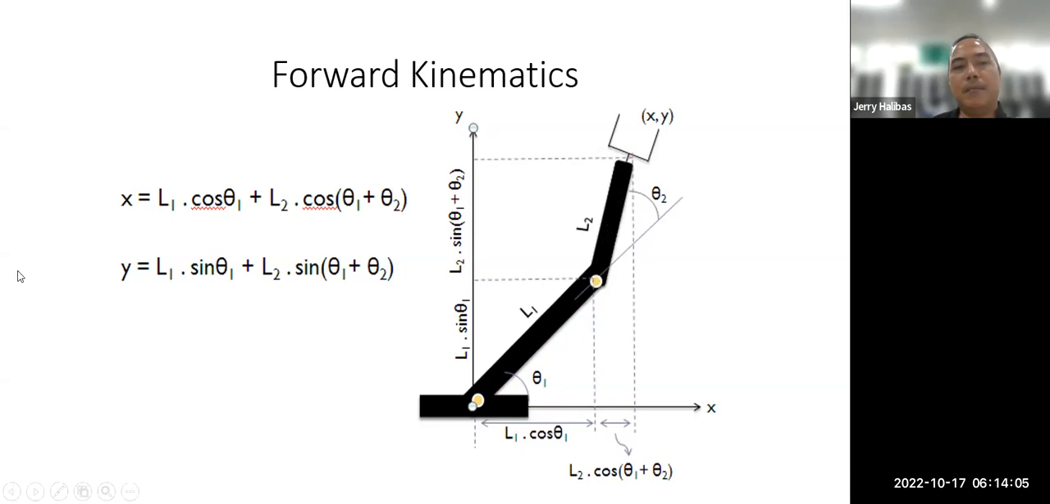And then finally, you now have the forward kinematics formula, which is the x and the y. Given, of course, the lengths L1 and L2, as well as the theta, the joint angles. Once you put in the values, you can get the x and y values in your Cartesian coordinate system. Any questions? Let's proceed.